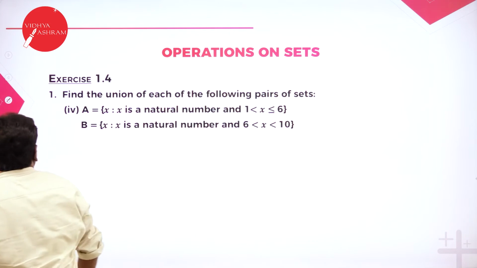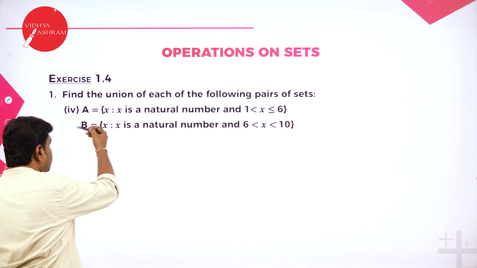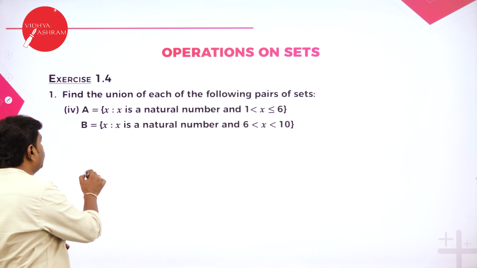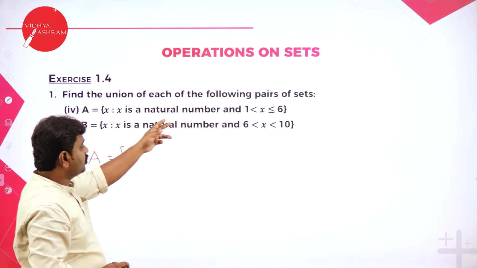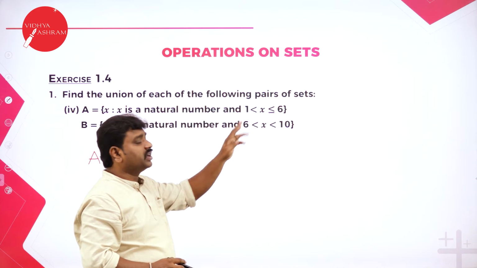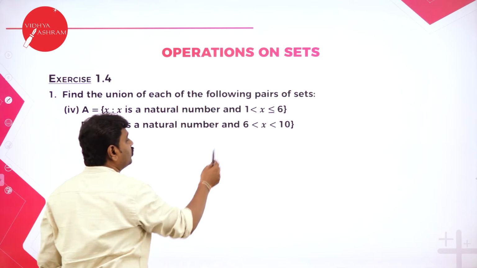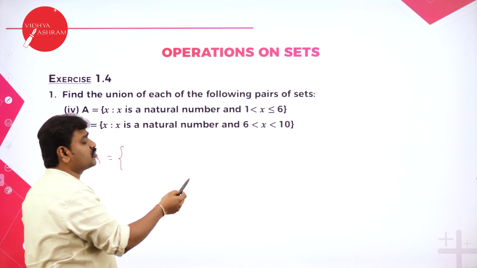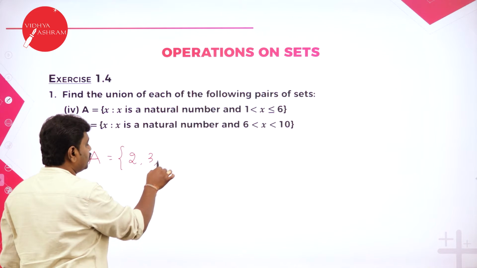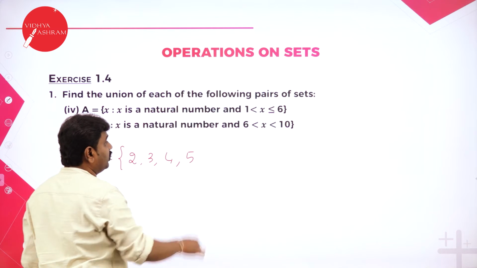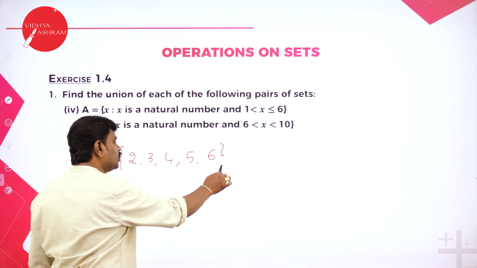Next we have to find the union of each of these. So they gave, again, convert them to tabular form. So A is what? x such that x is a natural number and x lies between 1 and 6. x is greater than 1 but less than or equal to 6. How to read this? Less than or equal to 6. What are the natural numbers greater than 1? 2, 3, 4, 5. That was less than or equal to 6, so you are supposed to include 6 also.